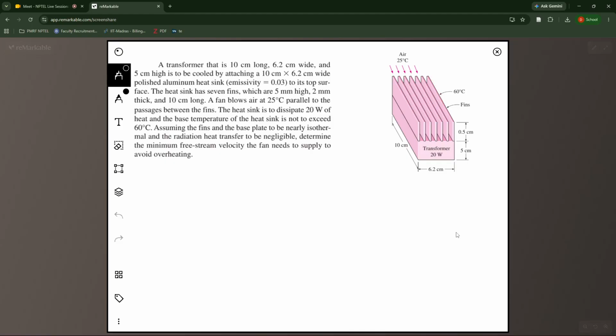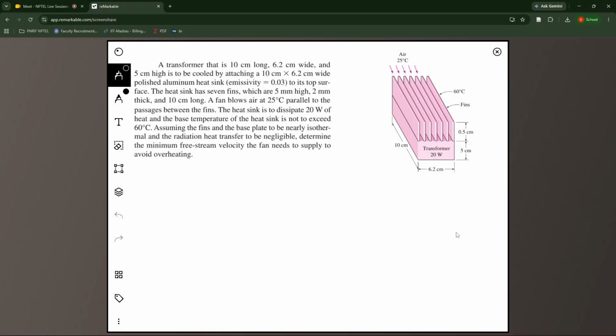It is assumed that the entire surface, including the transformer and the fins, is at 60 degrees Celsius. The ambient air is flowing at 25 degrees Celsius. And the question now is we need to dissipate a certain amount of heat. So for the temperature to be constant, the heat removal rate should also be constant, and that heat removal rate is given to be 20 watt. Under these conditions, and neglecting the radiation heat transfer, determine the minimum free stream velocity the fan needs to supply so that you can avoid the overheating.